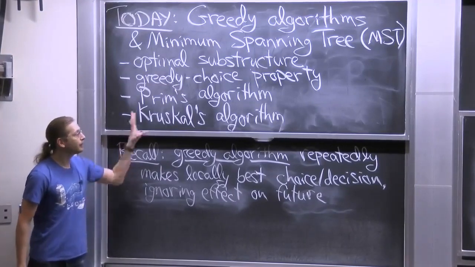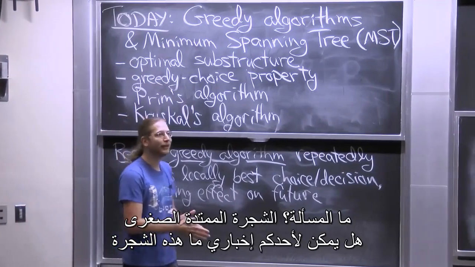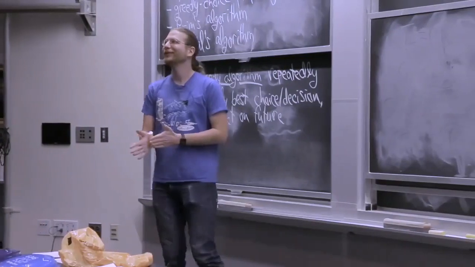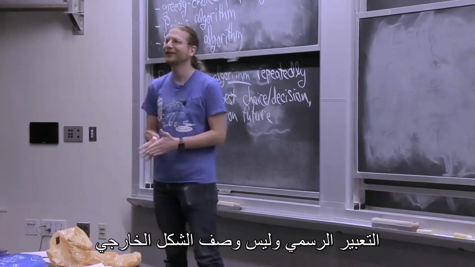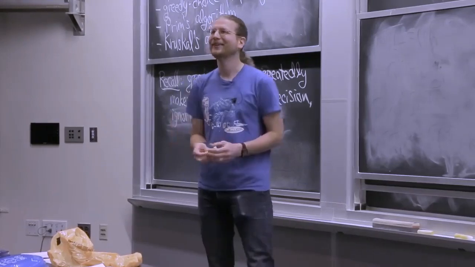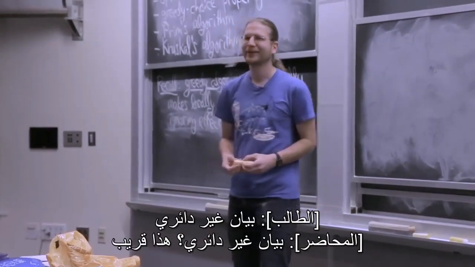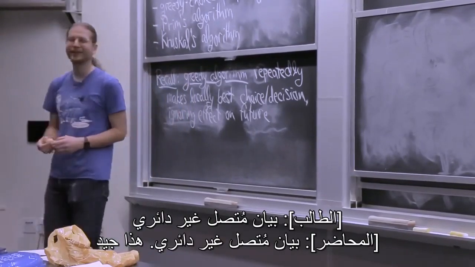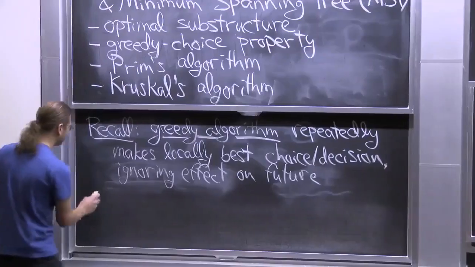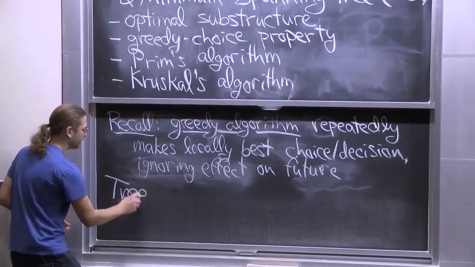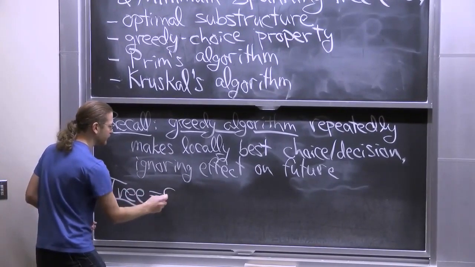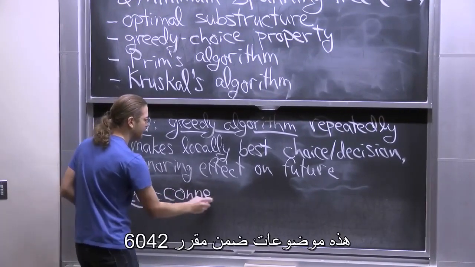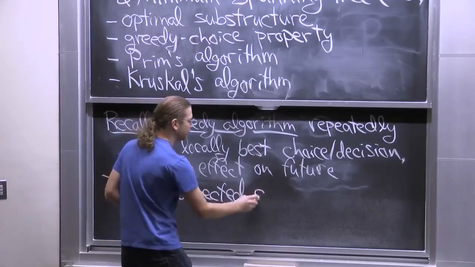So what's the problem? Minimum spanning tree. Can anyone tell me what a tree is formally? Not the outside thing, but in graphland. Acyclic graph, close. Connected acyclic graph, good. That's important. This is 6.042 stuff.